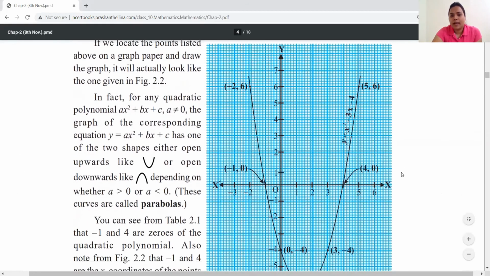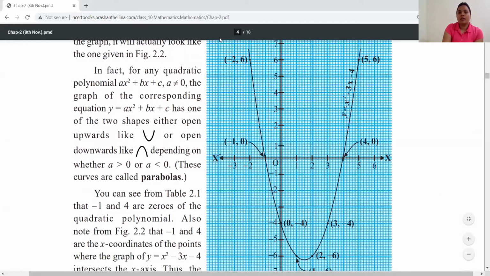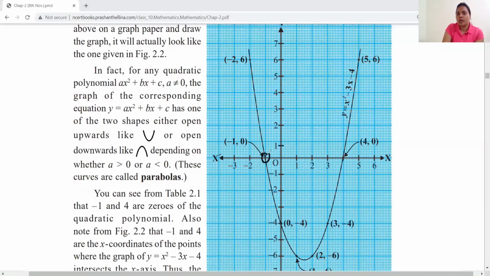See this. This is a parabola. In this one, the graph is cutting the x-axis at this point and at this point. This value is -1 and this value is 4. So it means the zeros of this polynomial are -1 and 4. This is cutting the y-axis at -4 also, but we cannot take it as the value of x because we only have to take the values on the x-axis.